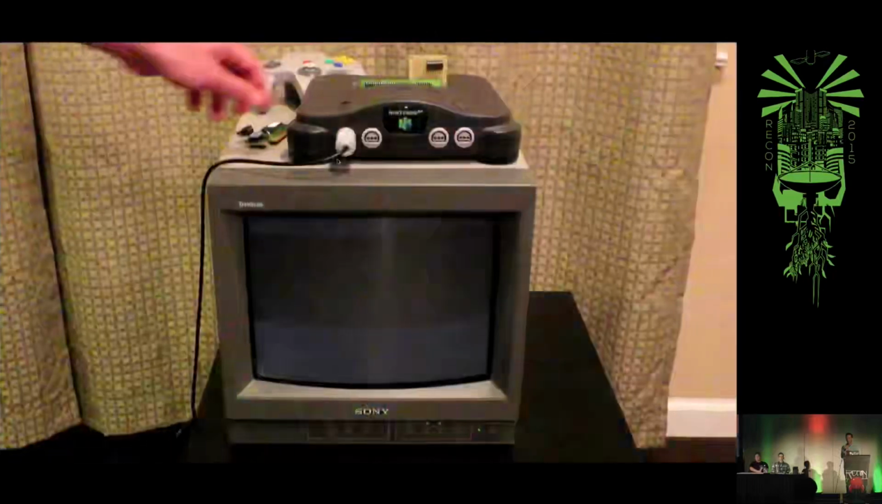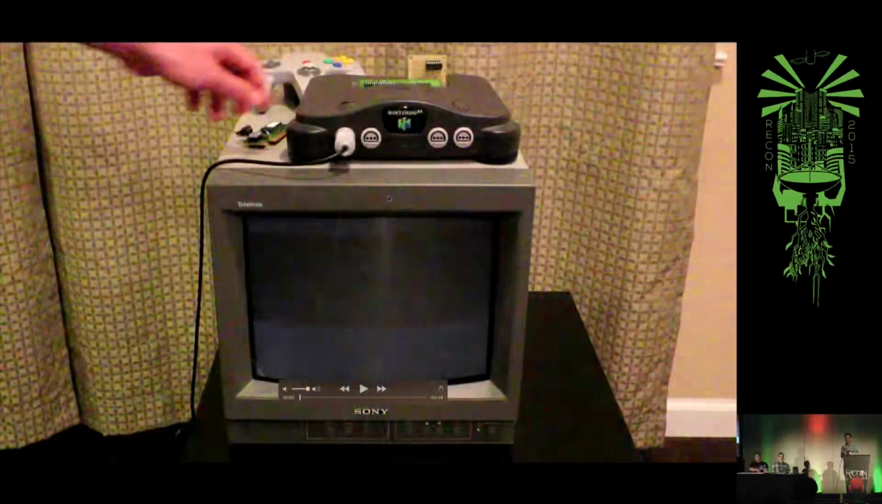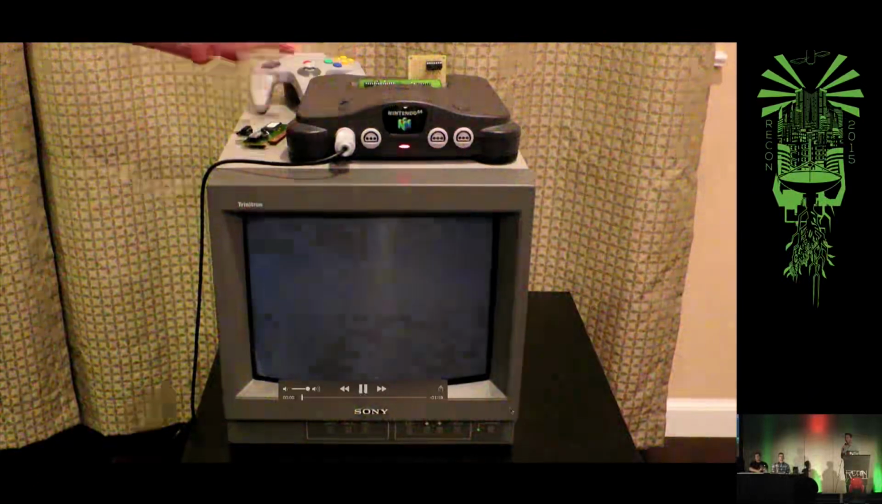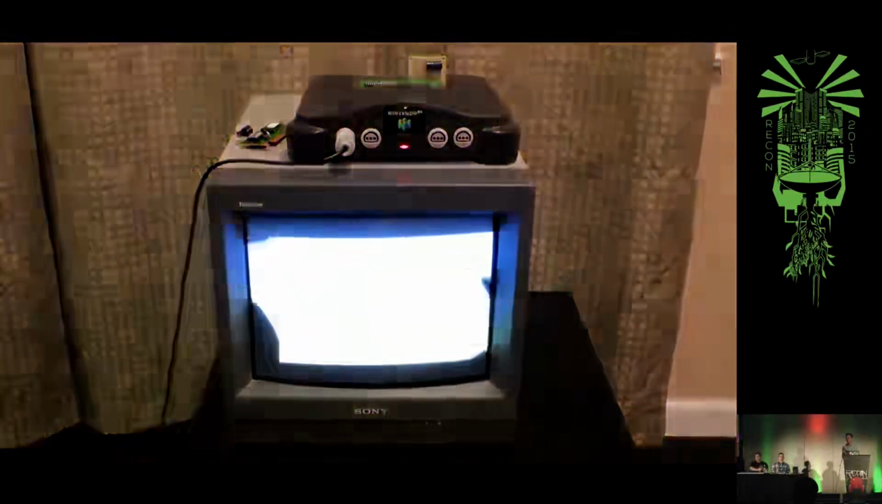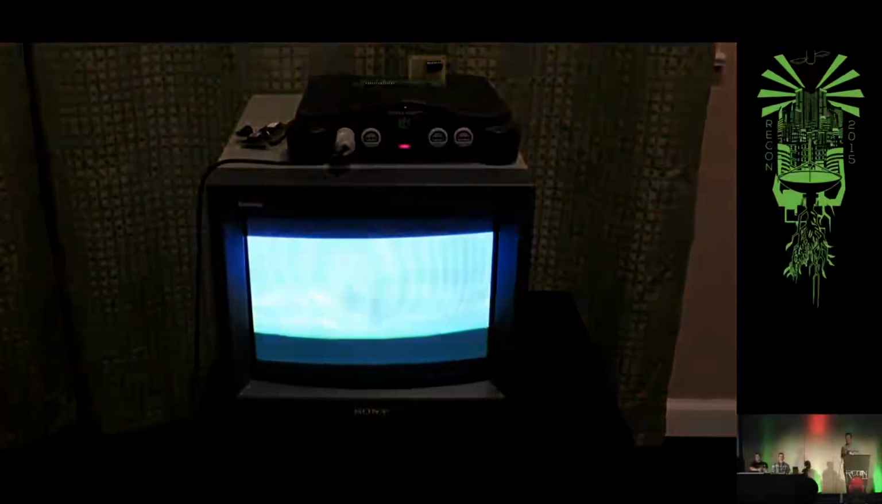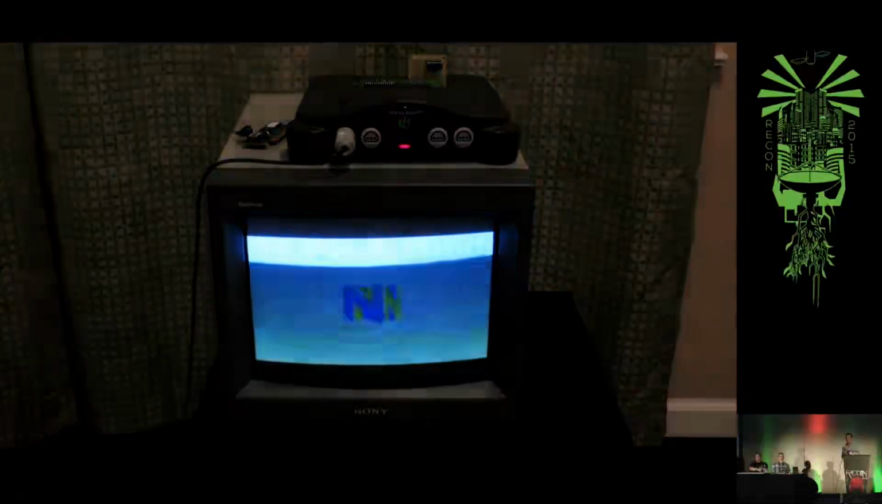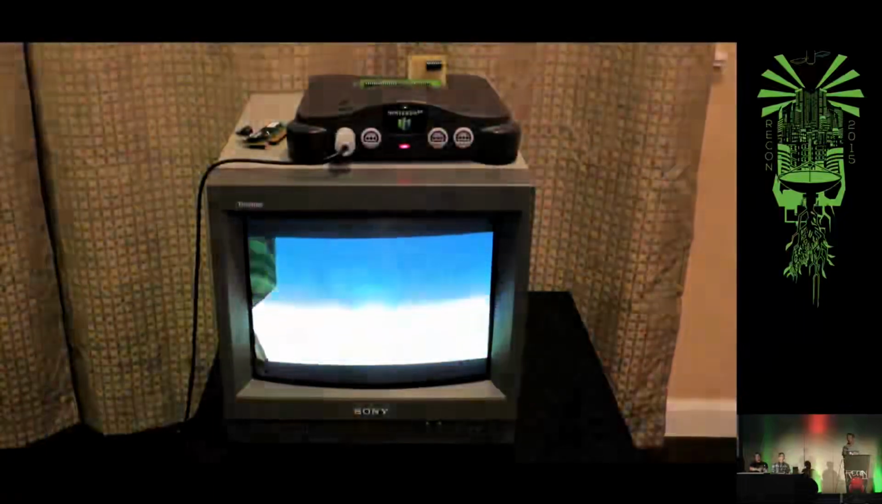So I'm going to go ahead and run a video of this thing booting, and apologize in advance. The video quality is not the best. I looked around my house for anything that accepted composite in that wasn't also mounted to a wall, and this studio monitor is the best I could come up with. So the first thing that I'm going to do here is boot Banjo-Tooie, and as you can see, the game actually successfully boots. And this is one of those games that uses the 6105 chip.